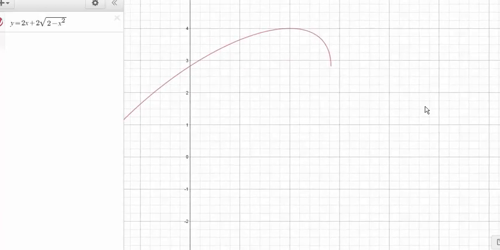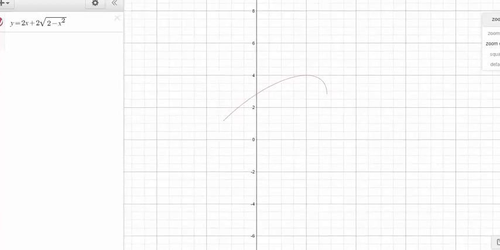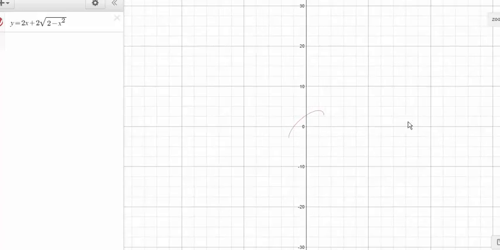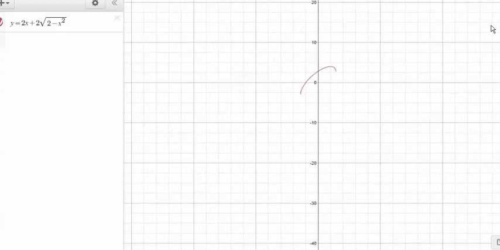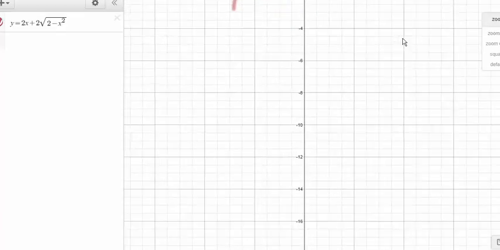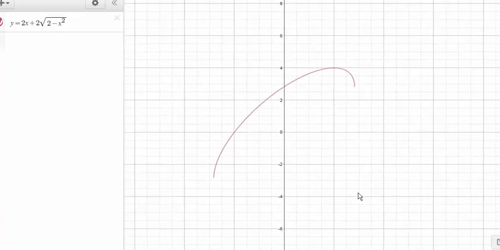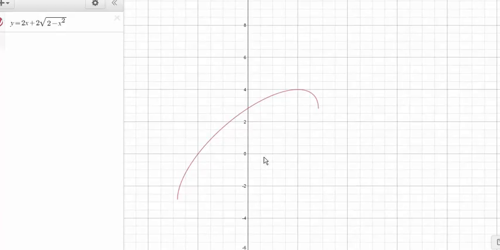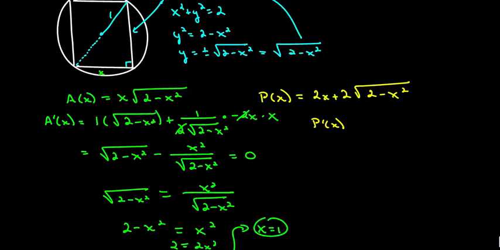Now what we notice, let's zoom out a little bit. Oops, I went way too far. What we're going to notice is that we come over here and go up and we get this value, which is our perimeter, which is 1 unit over, 4 units up. So let's go ahead and check to make sure that that's the solution here.